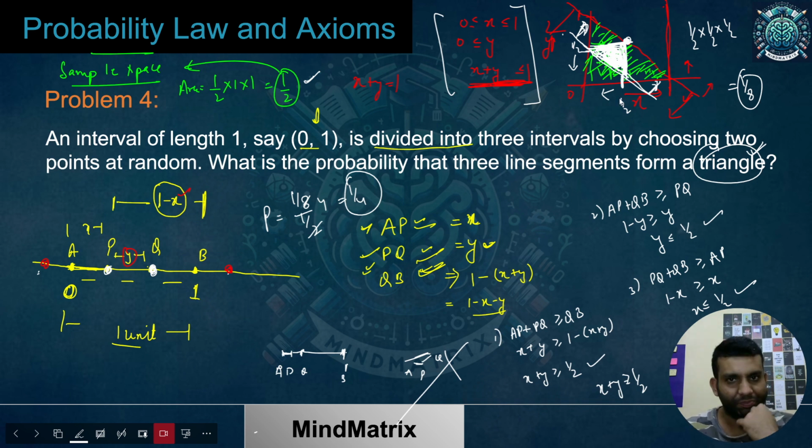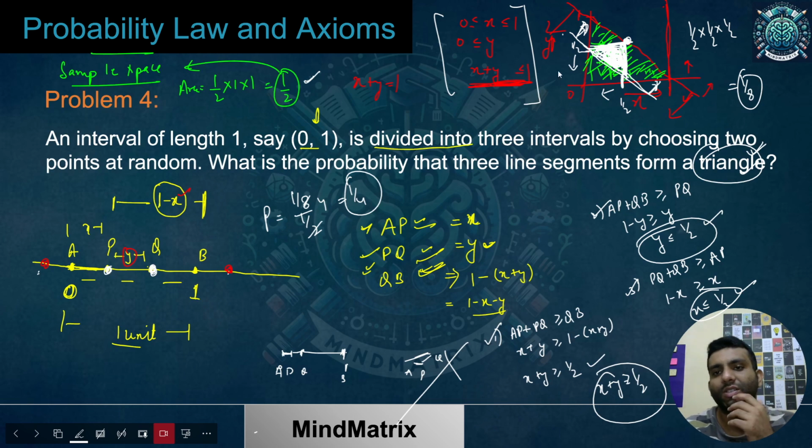Then we found out the area for the sample space. Similarly, for the triangle there must be triangle inequalities to be fulfilled, so we created those inequalities. If we follow this, we get this white area over here. The area of this white area is 1 by 8, and the area of the green part was 1 by 2. To calculate the probability, it's 1 by 8 divided by 1 by 2, which is 1 by 4. So we get the answer as 1 by 4.